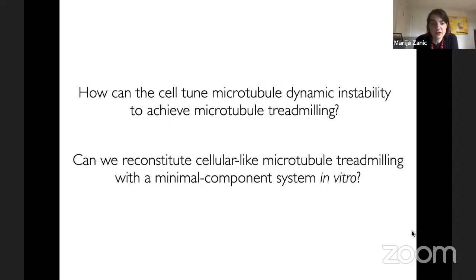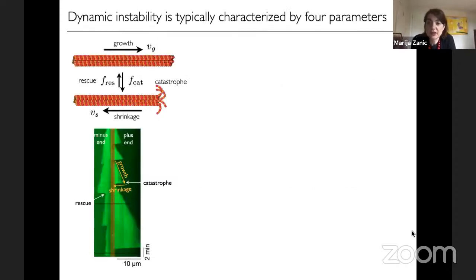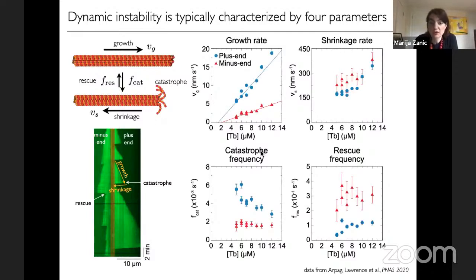So where do we start? Well, we typically start with tubulin alone. Commonly, dynamic instability is parameterized by just four parameters: the growth and shrinkage rates and the transition frequencies, so catastrophe frequency and rescue frequency. In our in vitro system, we can control tubulin concentration very well, so we can characterize dynamic instability of microtubule ends over a range of tubulin concentrations.